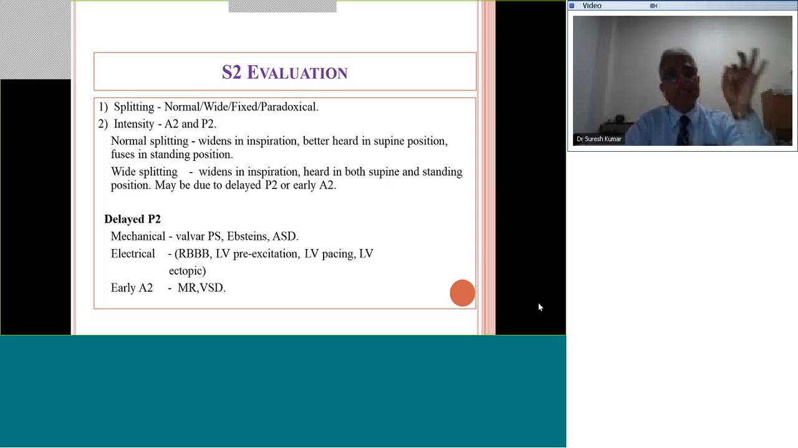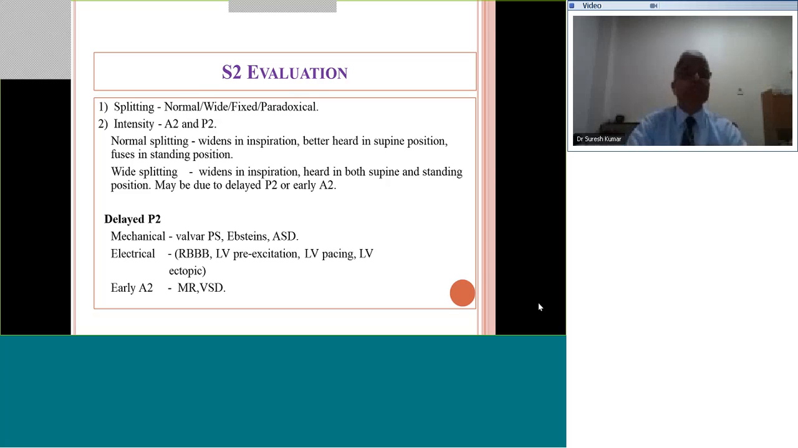The accessory pathway is inserted into the left ventricle, so the LV contracts first. If you're pacing the LV, same thing happens. If there is an ectopic beat arising from the LV, during that ectopic beat, you have a widely split second sound. So these are all delayed P2 as causes of a wide split.